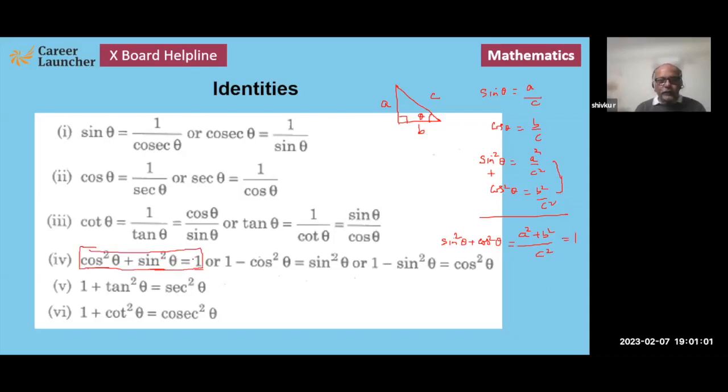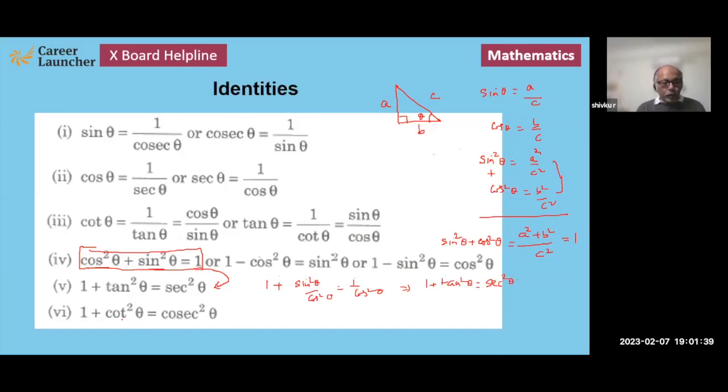And once you know this relationship, everything else will follow. How will the other relationships come from this one? You just divide both sides by cos squared theta. Then you will get 1 plus sin squared theta by cos squared theta is equal to 1 by cos squared theta. So you get 1 plus tan squared theta is equal to secant squared theta.